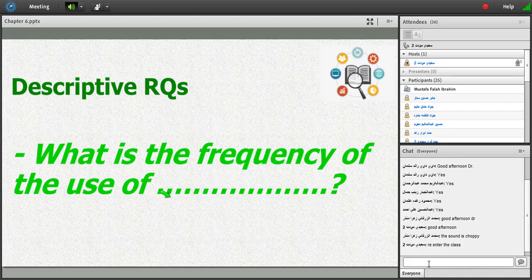What is the frequency of the use of, for example, listening strategies? What is the frequency of the use of simple present in scientific articles written by experts in physics? So you can add anything in this blank when you want to have a descriptive research question. This is the pattern: What is the frequency of the use of something? Is it clear how we write a descriptive research question?